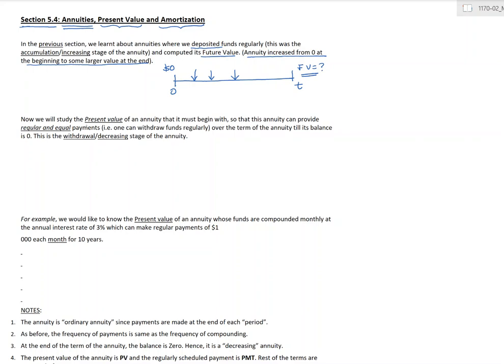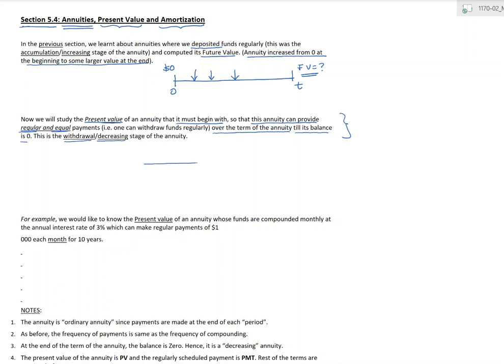Now we will study the present value of an annuity, that it must begin with so that this annuity can provide regular and equal payments. That is, one can withdraw funds regularly over the term of the annuity till its balance is 0. So this is the withdrawal or the decreasing stage of the annuity. So this is what we are interested in now.